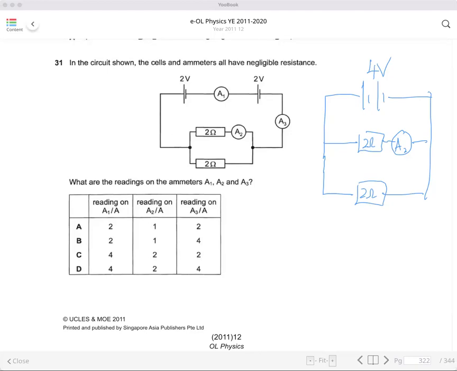Next thing I want you all to see, these two currents should be the same, right? This whole chain here should have the same current, am I right? Because it doesn't go any other place. So A1 and A3 have to be the same. So B and D are wrong. Hey, wait, sorry, this is not wrong. A1 and A3 are the same, so B and C are wrong. Am I right? A1 and A3 are different. So what is the answer?